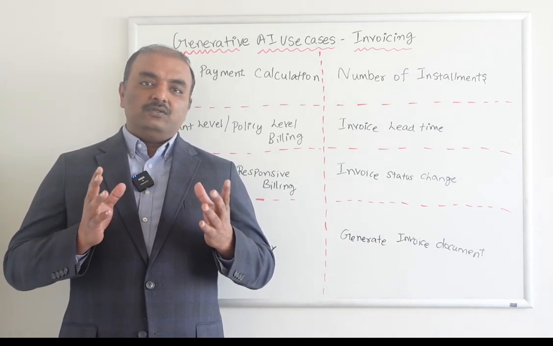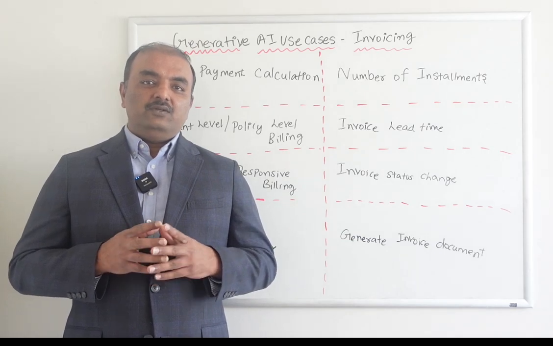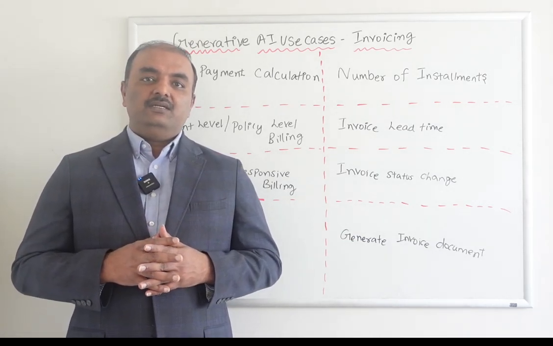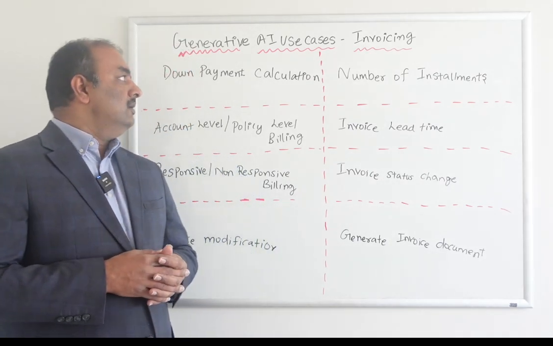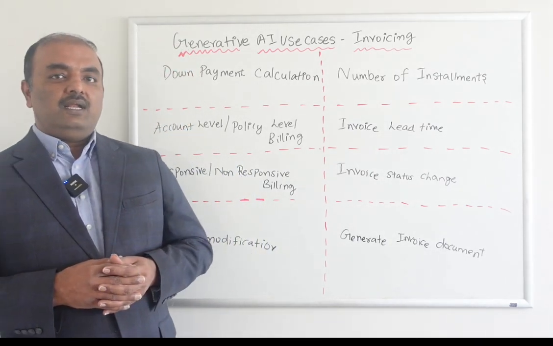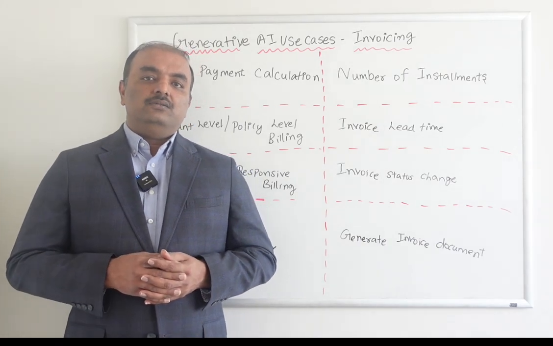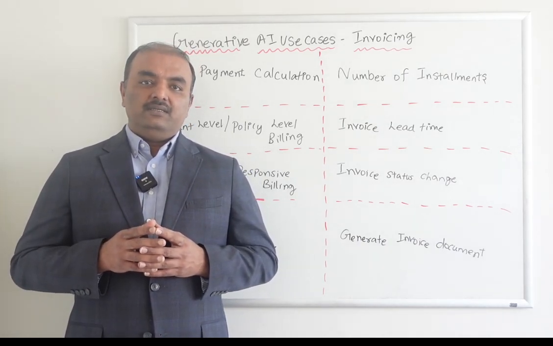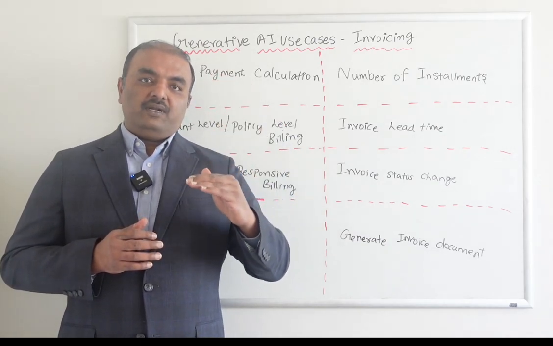Now there are certain use cases within invoicing where we can use generative AI to optimize the process. Let's look at it one by one. The first one is down payment calculation. There will be a concept called payment plan, which says how many invoices we should have for a customer.